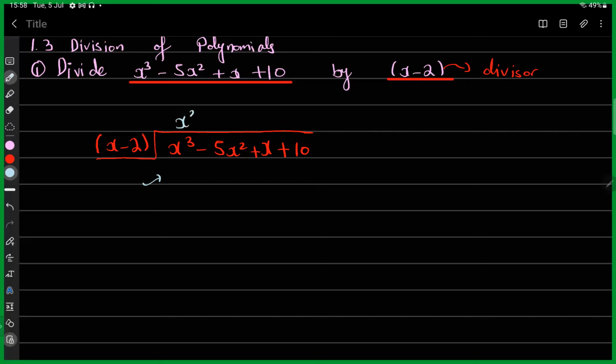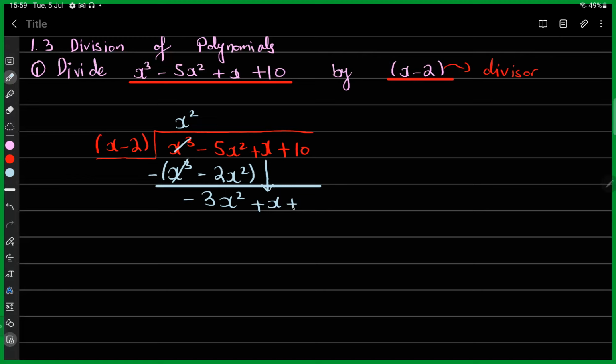Why? Because now when I will multiply x squared by x minus 2, it would give me x cubed minus 2x squared, and then I need to have the difference. So these two terms would be cancelled out and I would have minus 5x squared, and then minus and minus would make it plus 2x squared. So it would be minus 3x squared. This would come as it is, and then plus 10.